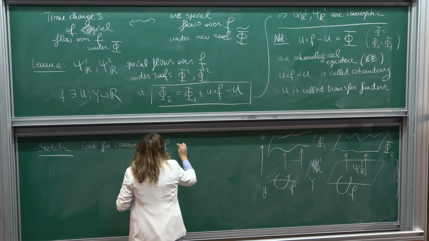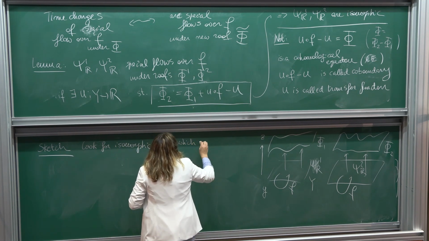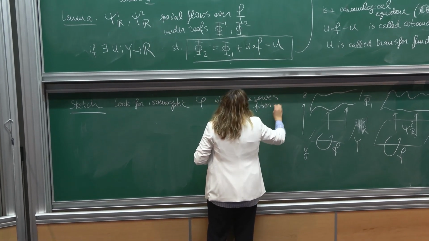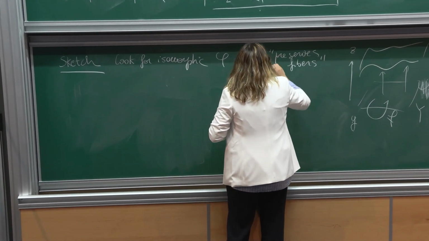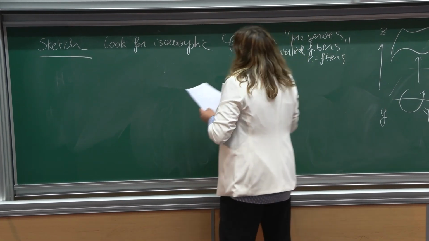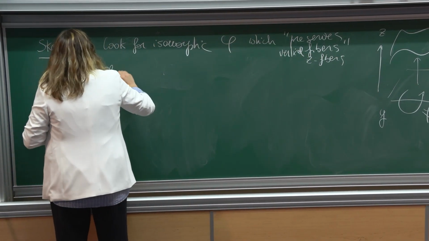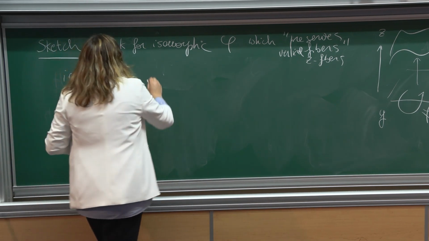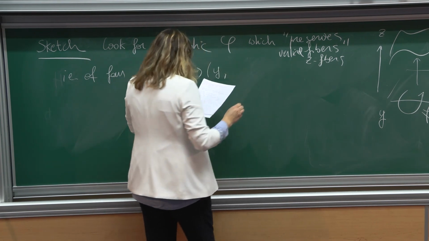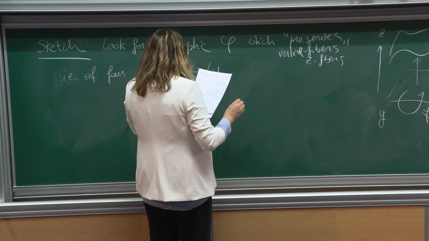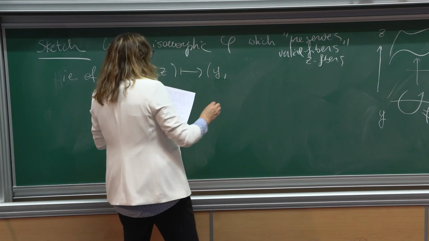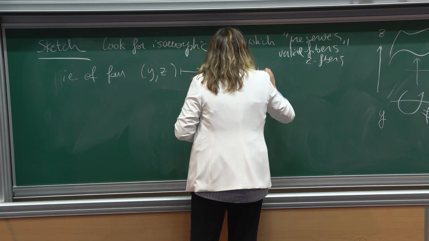So phi, which preserves vertical fibers, or z fibers, of the form (y, z) goes to (y, z plus u of y).